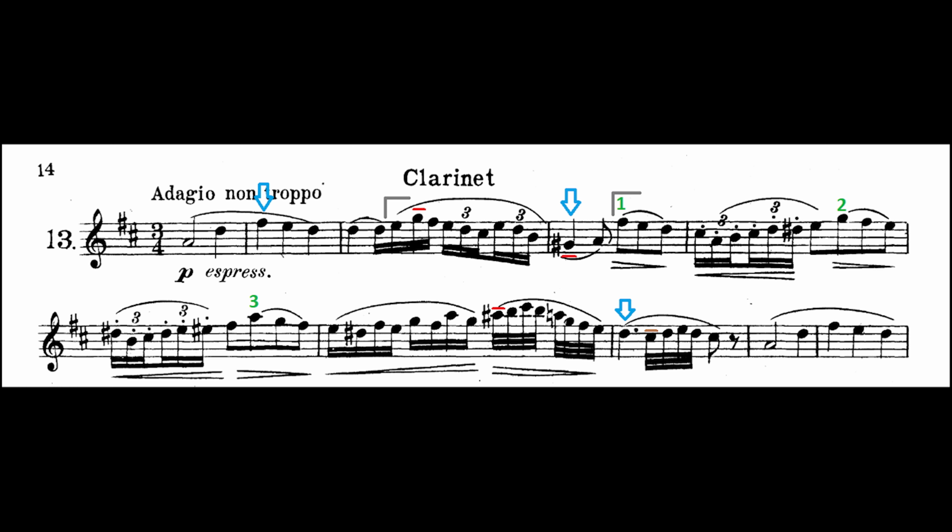This next example is about sequences. Sequences are much easier to learn by looking at them rather than talking about them. If you look at the green numbers, that is a sequence. A sequence is a melodic idea that is repeated, usually 3 times.